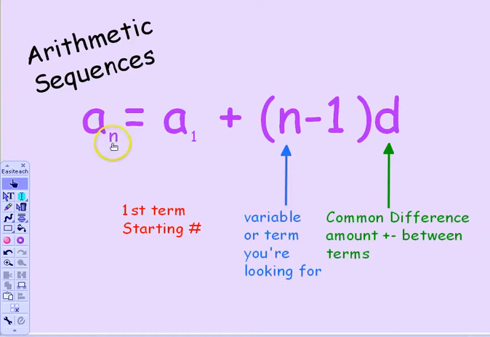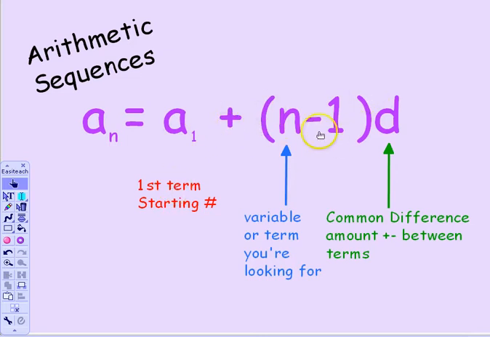So it's the variable. Maybe you wanted to find the 20th term, so it would be A sub 20. Or maybe you want to find the 100th term, so it would be A sub 100. So that little n down there just means that that would be the general equation. The n would be the variable in that equation. Again, this A sub 1, that's the starting term. That's the starting number in the sequence.